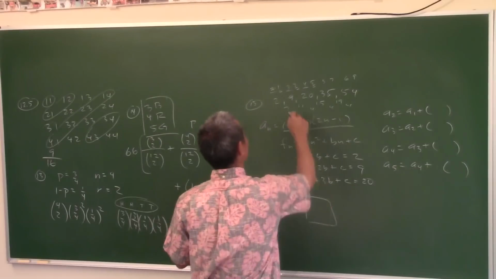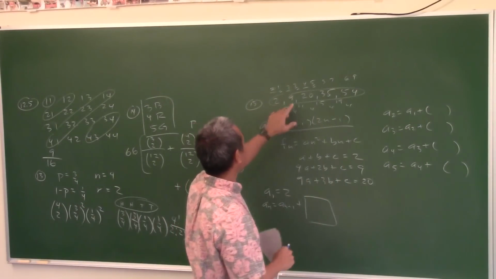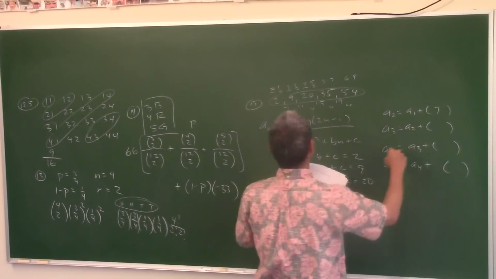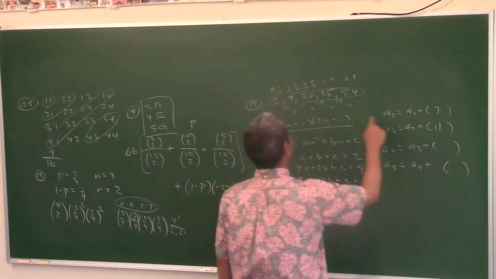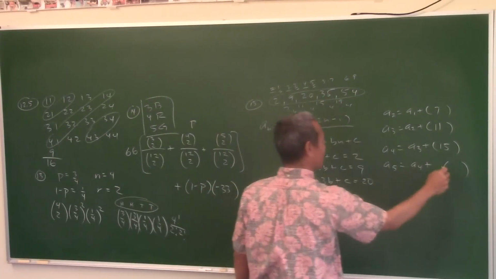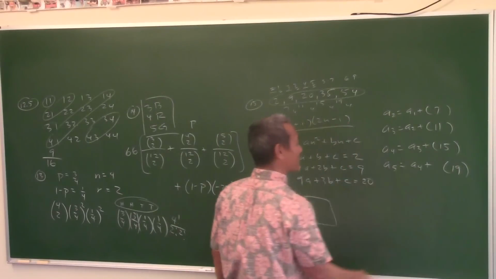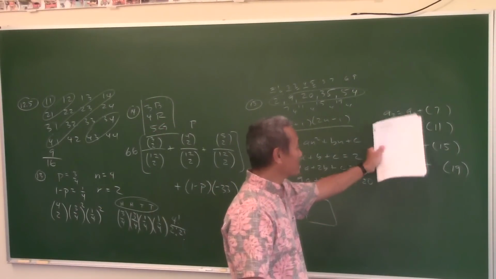So look at this. This is the sequence. What do I have to add to the first term to get the second term? 7. What do I have to add to the second term to get the third term? 11. What do I have to add to that? 15. And then what do I add to that? 19. And hopefully there'll be a pattern there. Yes, there's a pattern. Look at those numbers. It's arithmetic. The common difference is 4.